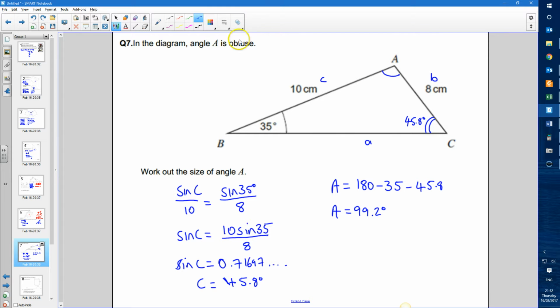Okay, and I'm just going to refer back to the question. We're being told that angle A is obtuse. Let's just check, and we have in fact got an obtuse angle.